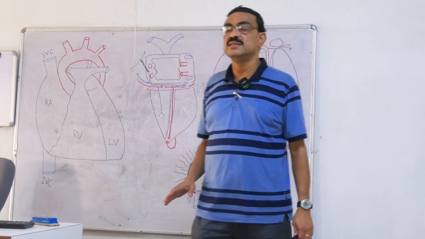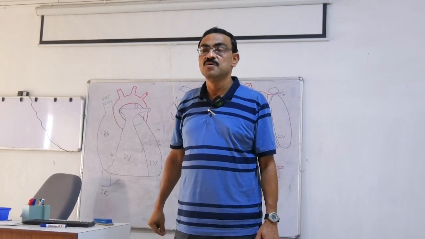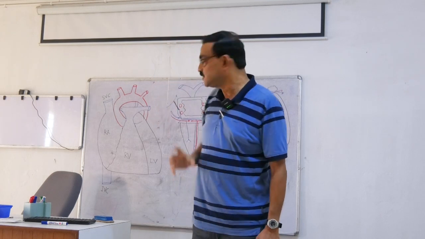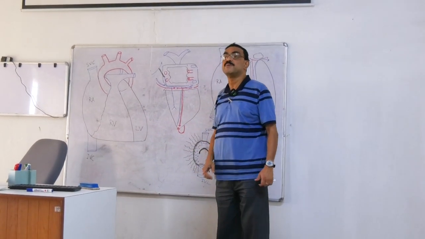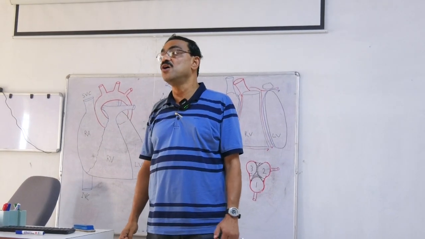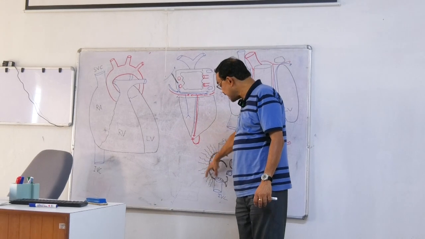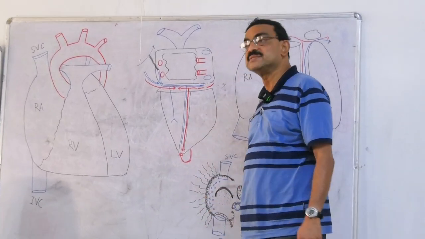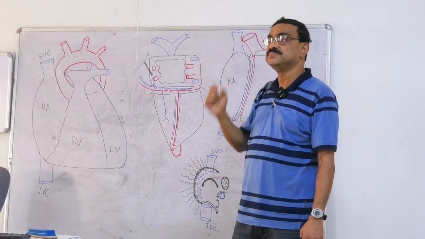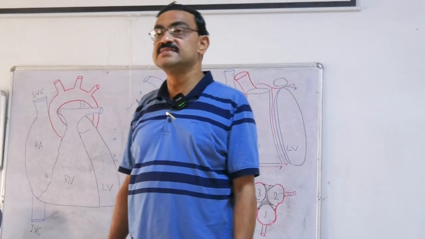The right atrium develops from two sources. Just remember this much: one part develops from the primitive atrium. This rough part develops from the primitive atrium, and this smooth part develops from the right horn of the sinus venosus. So this is the smooth part and this is the rough part. The anterior part is rough, where we can see the pectinate muscle, and at the junction we can find a C-shaped muscular ridge, which is called crista terminalis.